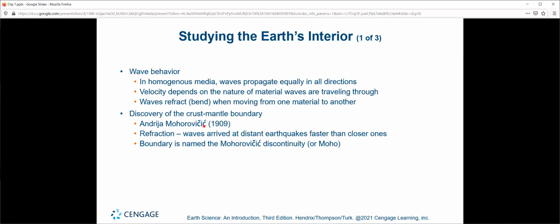In 1909, a scientist, whose name I'm not going to try to pronounce, discovered what we now call the Moho, because who wants to pronounce that name, right? A crust-mantle boundary layer that refracts waves that reach it, since waves arrived at distant earthquakes faster than closer ones. Got a picture here.